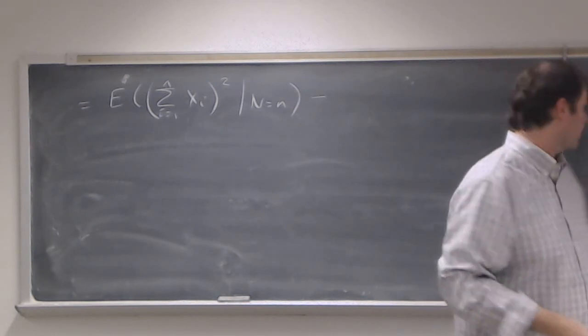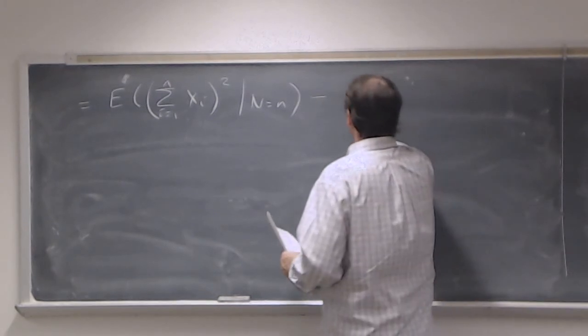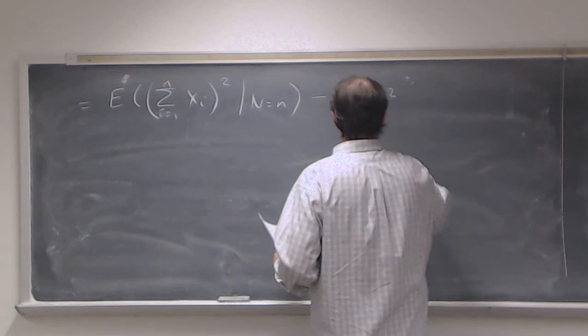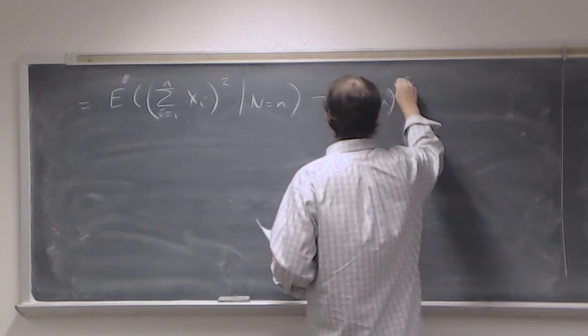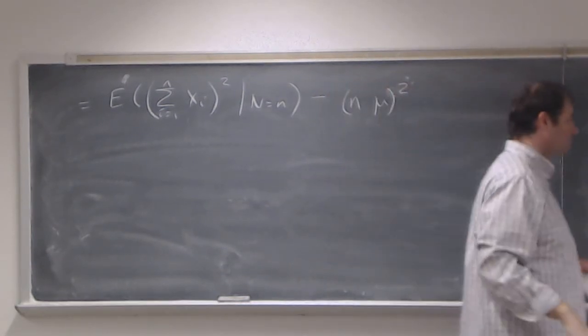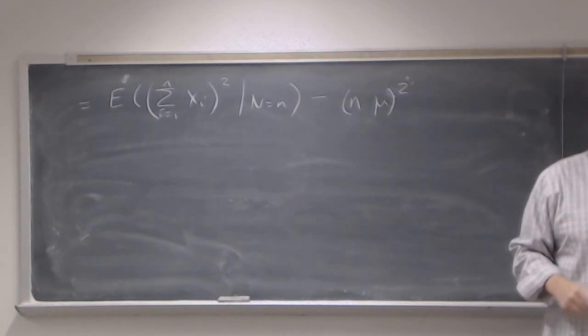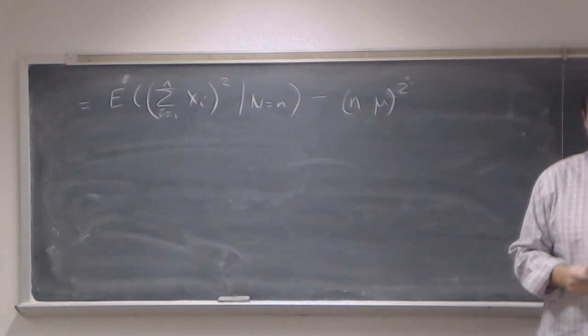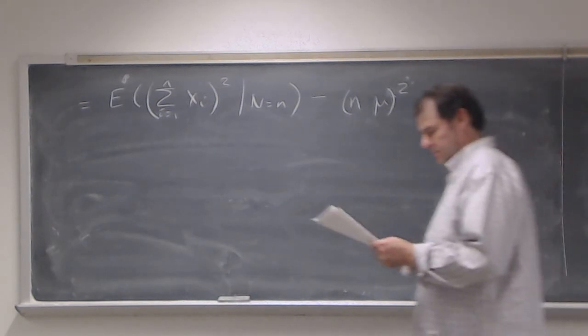That whole thing is going to be nothing more than n times mu, I should say, b squared. So that has to do with the independence, okay? That's what that's going to involve. That's what we get. So that's a fact.